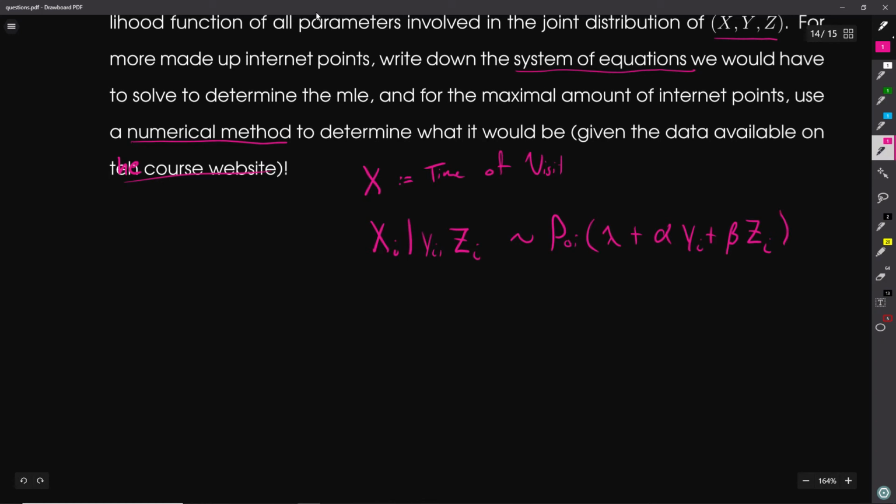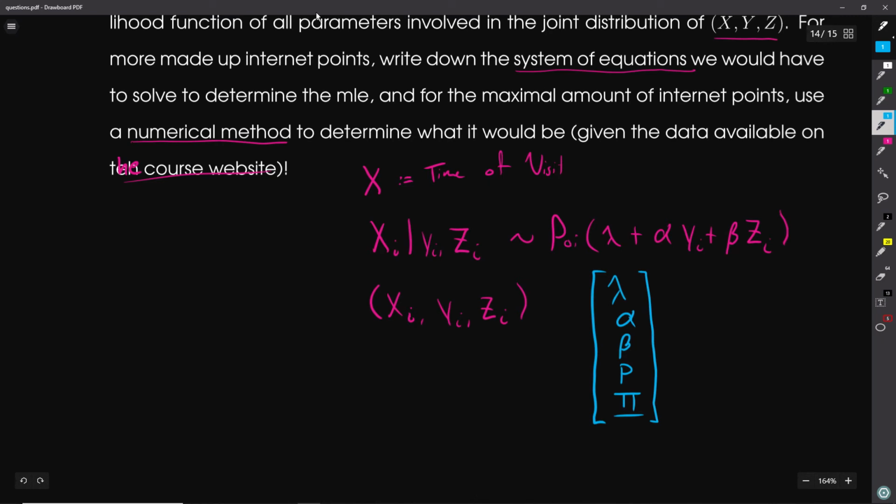And so if you consider the joint distribution xi, yi, and zi, it's going to depend on the parameters here. So it's going to depend on the parameters lambda, alpha, beta, and it's also going to depend on the parameters from yi and zi. So we saw those as p and pi, right? So it's going to depend on a whole bunch of parameters that we have here. And what I'm saying is consider writing down, so if we define this to be theta, then what's the likelihood of theta with our sample x, y, and z?